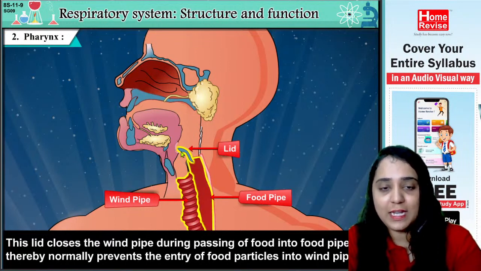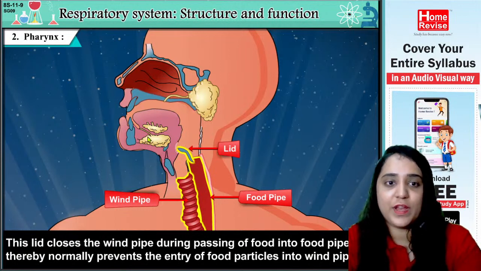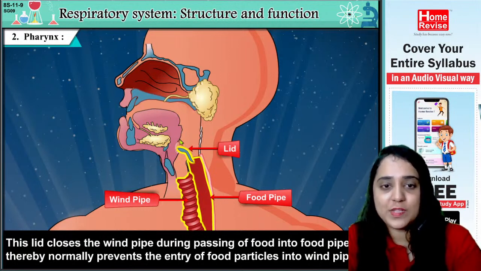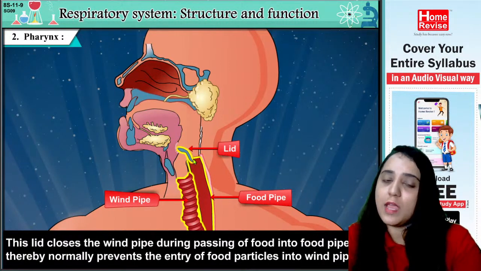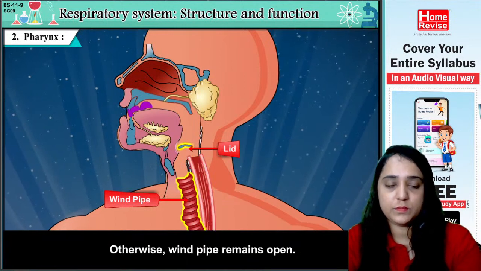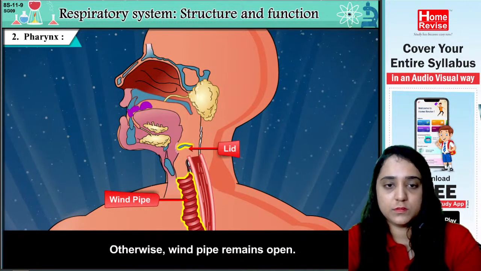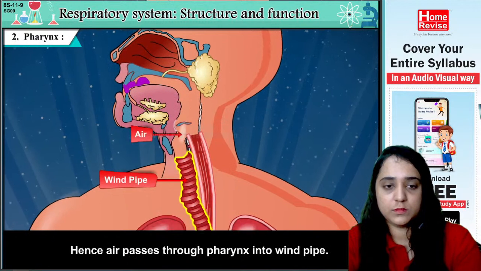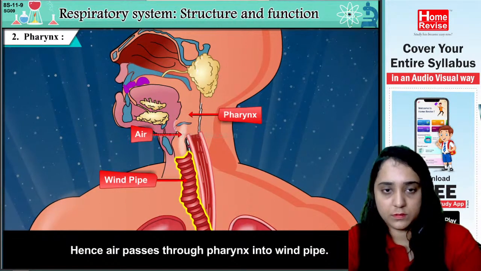Also, we have a lid which is present over here. So whenever we have water, food, or something like that, with the help of pressure, this lid is covered, which prevents any of the material from moving from the food pipe into the windpipe. Otherwise, the windpipe remains open. Hence, air passes through the pharynx into the windpipe.